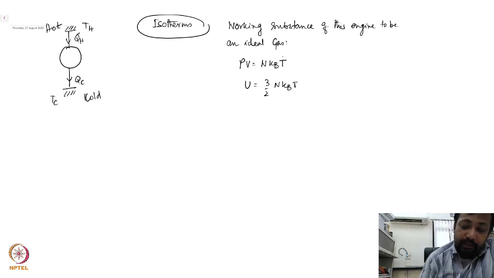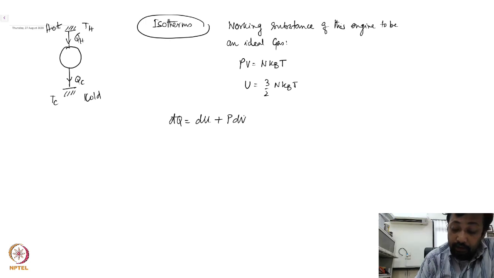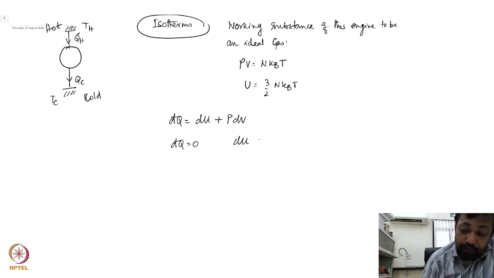So once I have this, then I know that đQ is equal to dU plus PdV. Remember, in the last lecture we discussed that the generalized pressure, the force for a hydrostatic system, is minus P, and therefore this is what it becomes. Now, since I'm not allowing any heat exchange, it follows đQ is equal to 0, so dU plus PdV must be equal to 0.